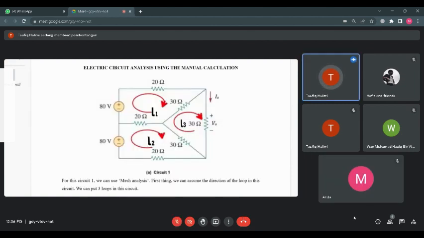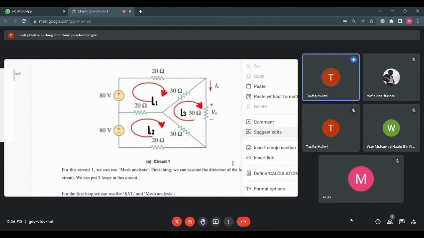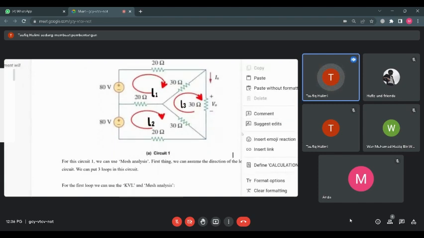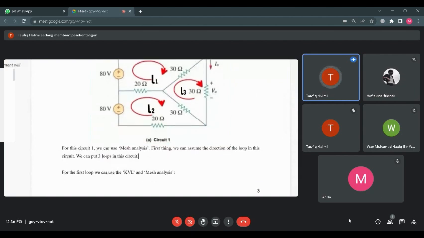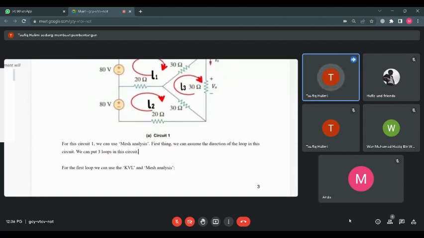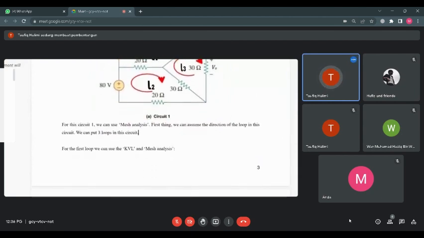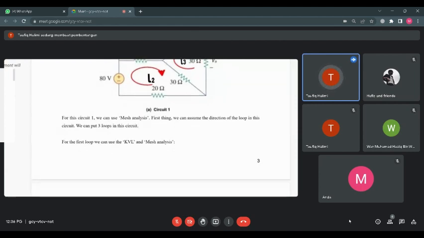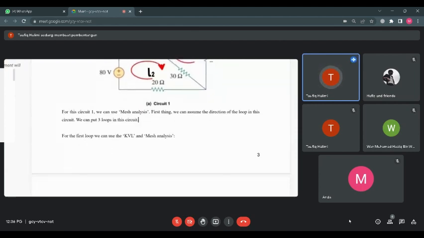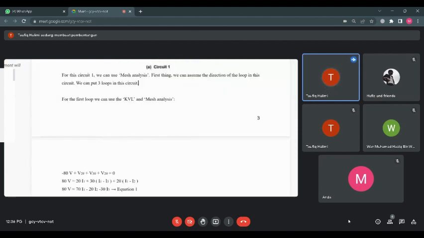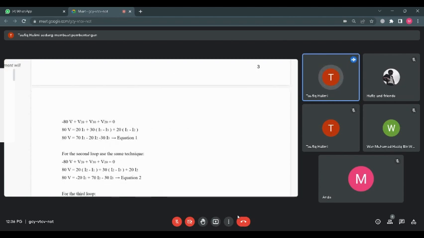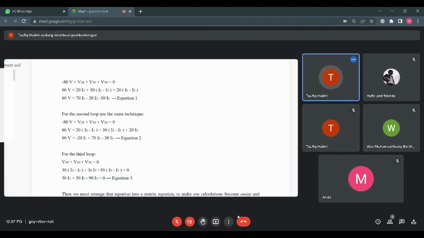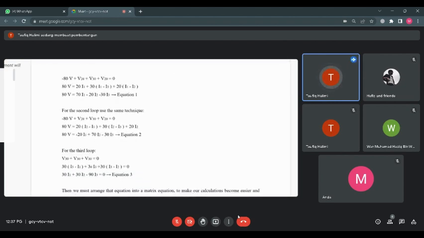Alright, for electric circuit analysis using manual calculation, for circuit one we can use mesh analysis. First, we assume the direction of the loops in the circuit. We can put 3 loops in the circuit. For each loop, we use KVL, which is Kirchhoff's voltage law, with mesh analysis. So this is how we make the 3 equations using the circuit.